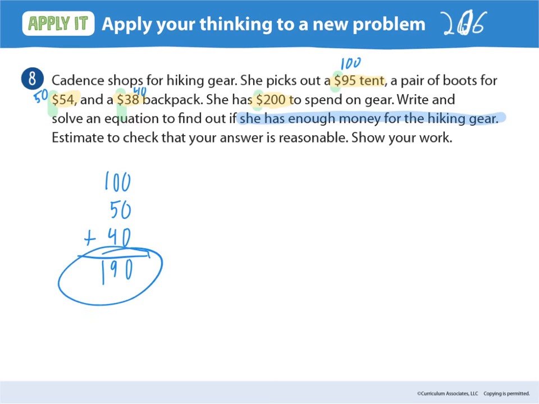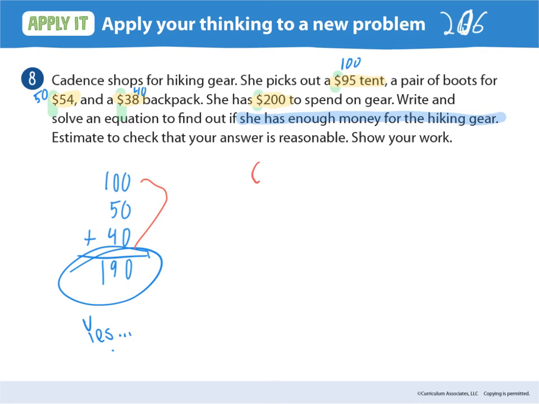So if this is my estimate, and the question is, she has $200 to spend, does she have enough money? Well, according to my estimate, yes, but it's close, right? It's going to be close. So that doesn't tell me a whole lot, but it looks like she's going to have enough money, but it's going to be close. But once I've estimated this, I kind of know what's going to happen. I added these up, and I compared it.